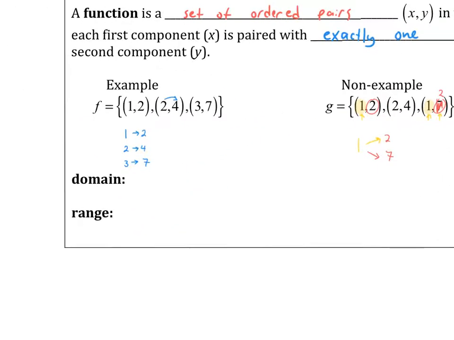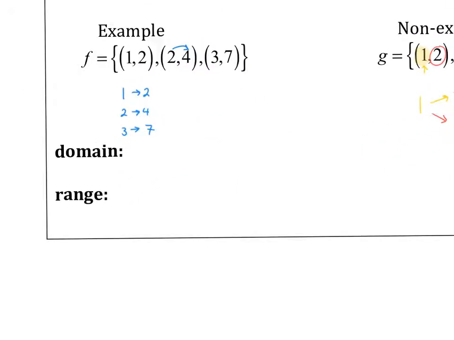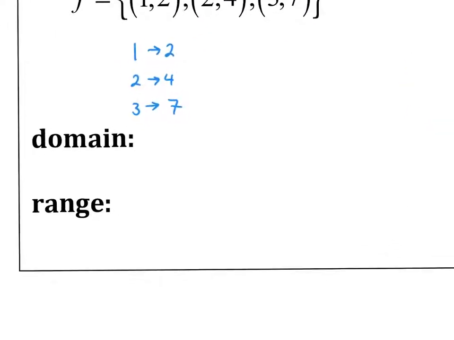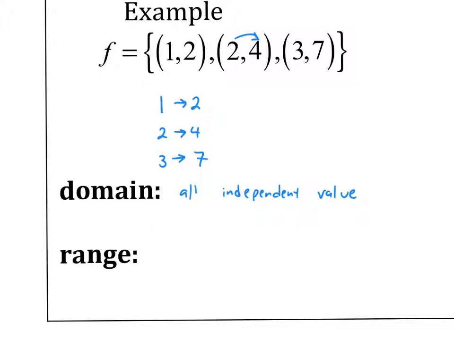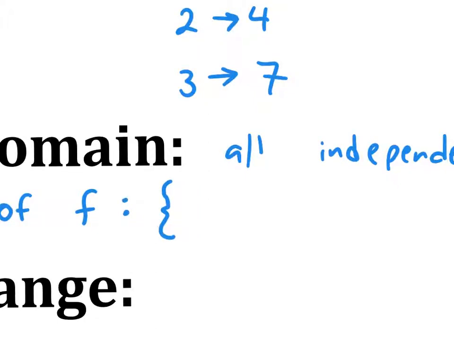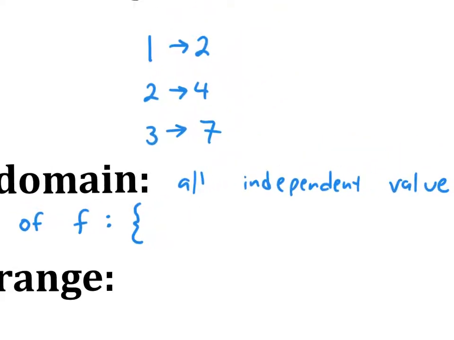All right. So now we get to domain and range. The domain are all the x values, or all the independent values. So for the f, the domain of f is this. We're going to use a bracket like this. Always use a bracket. And all we're going to do is list all the x values that are there.